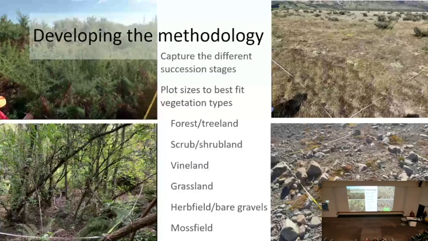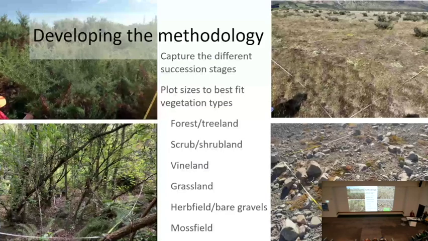So for the vegetation plots, within the braidplain area you've got quite a variety of vegetation types. It's from forested treeland areas through shrubland, vineland, grassland, and then you've got your more traditional herb field and bare gravels and moss fields. And one of the issues we struggled with for a while was what size plots to use and how to set them up.